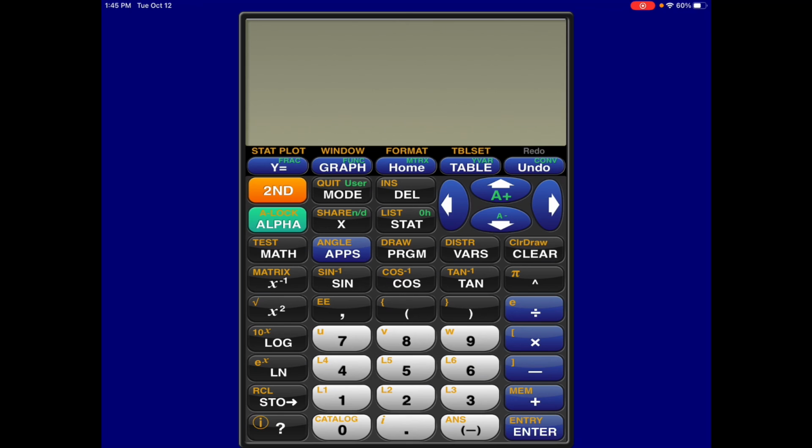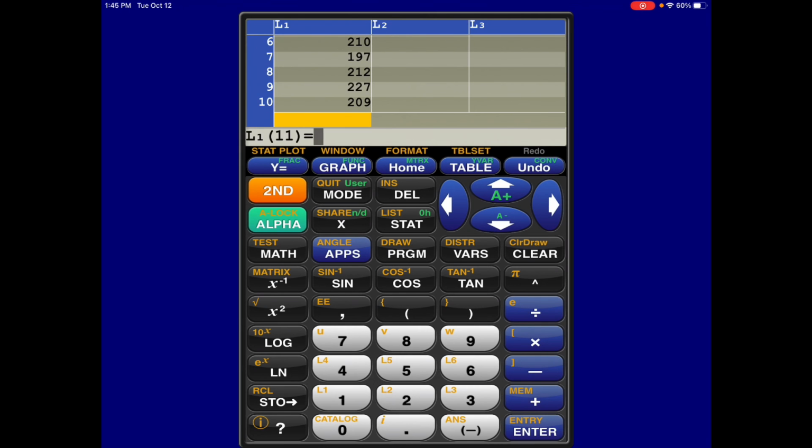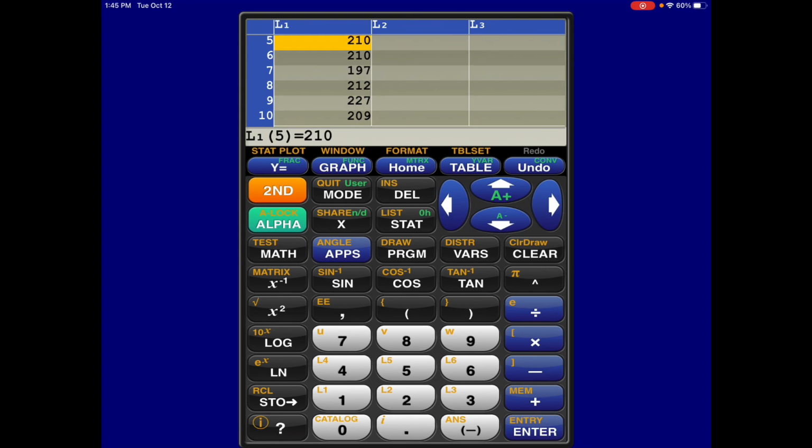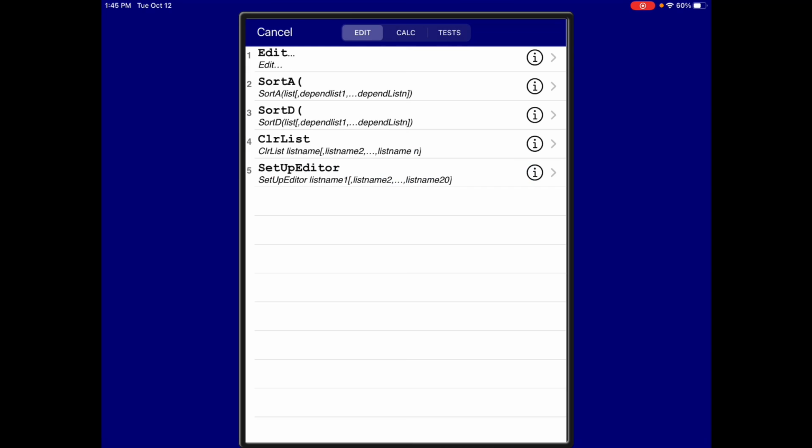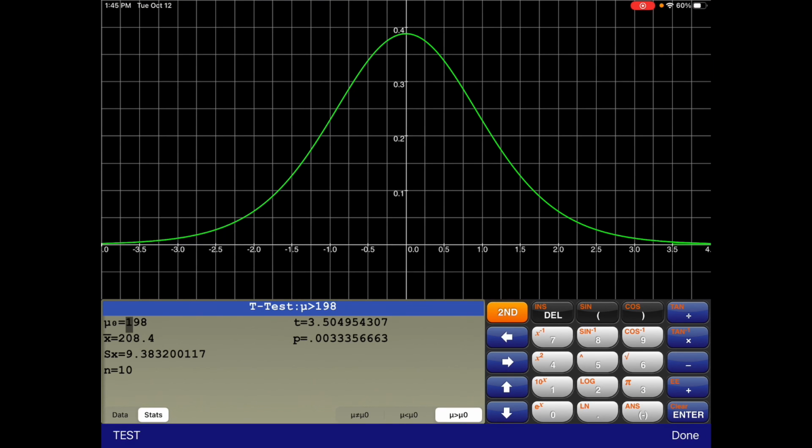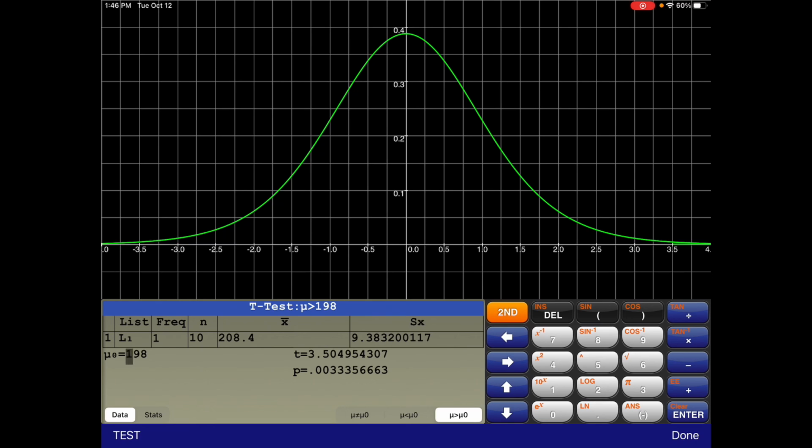So on our graphing calculator, we're going to go to Stat, to Edit, and we need to take a moment to enter all of the values that we have into L1. Once we have that, we go to Stat, to Test, to T-Test, and you need to select Data instead of Stats. Once you select Data, you'll be asked about the list and your frequency. I put my numbers into L1, and my frequency is set to 1. My mu naught value is 198, and my alternative hypothesis is going to be greater than, so I need to make sure I set it to greater than mu naught. Once I do, I get my test statistic and my corresponding p-value. The p-value to 4 decimal places is 0.0033.